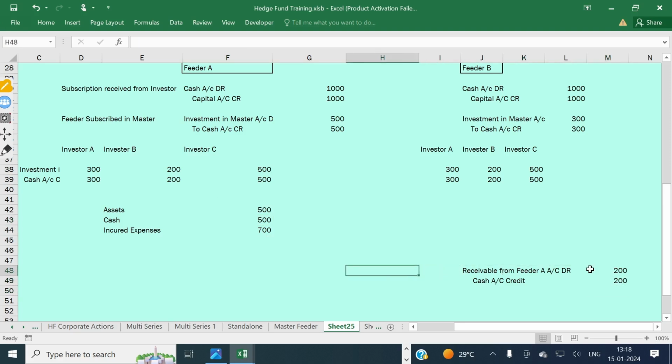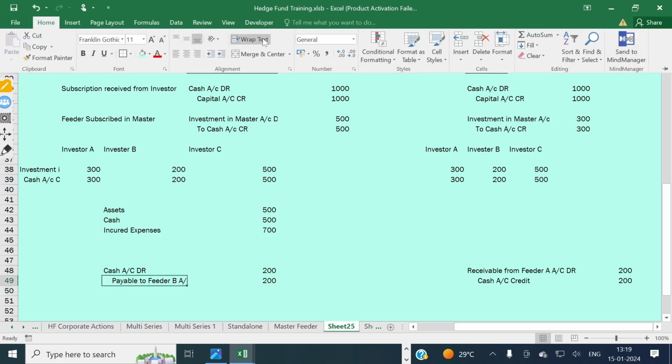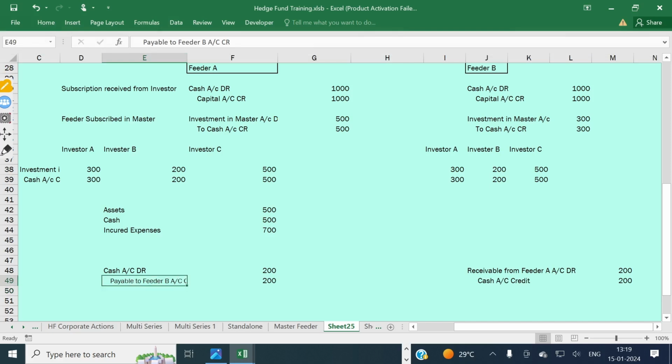And in the books of feeder A, you will have to prepare an accounting entry like cash account debit to payable to feeder B, sorry, account credit, which is 200. So one will basically be treated as a liability and the other one will be treated as an asset or receivable.